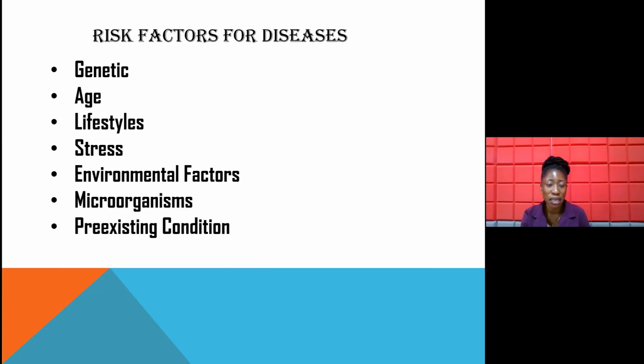Then what are the risk factors for disease? It's actually like the previous slides, not quite the same thing. Genetic, like I've explained. Is there any alteration in the gene? Maybe there is a disease that is running in the family. Maybe it is hereditary. Let's say for instance hypertension, DM, sickle cell disease. They are all hereditary.